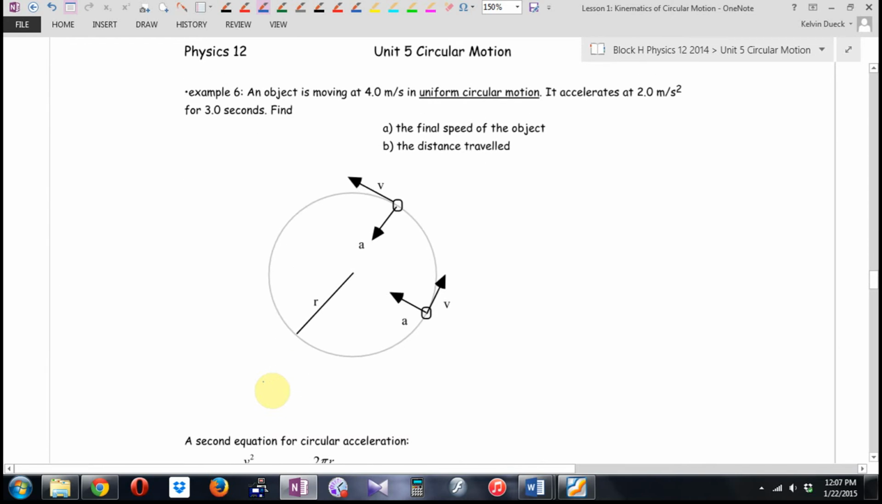So this gives us a very weird situation. An object is moving at 4 meters per second in uniform circular motion. It accelerates at 2 meters per second squared for 3 seconds. What does A want me to find? Okay, don't write this down. This is wrong. A lot of kids go, oh, and then they don't write this down. This is wrong.